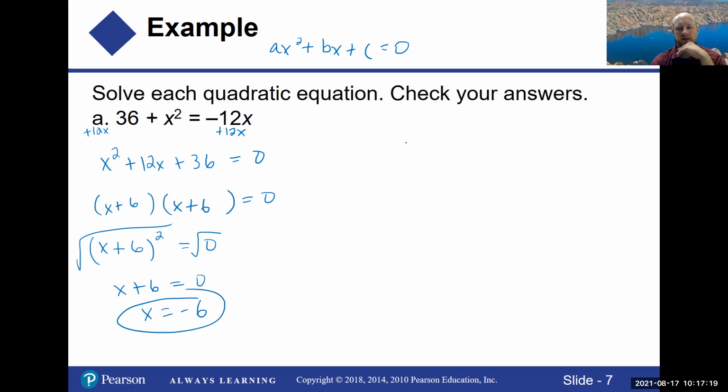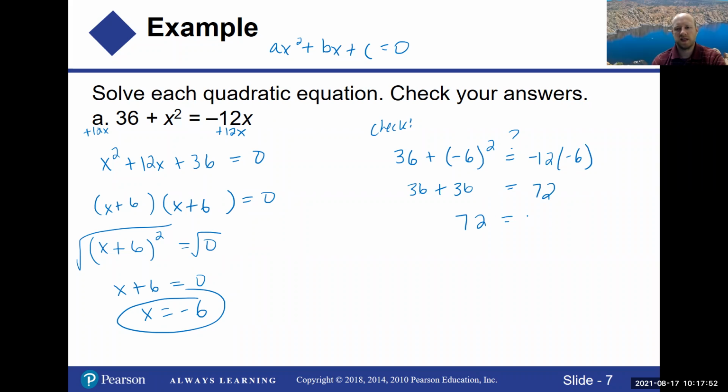Okay, and again, if I want to check that answer, right, this is going to be my check. I just take the original equation, 36. It should have been a plus. Rewrite that 6 too. So it's going to be 36 plus -6 squared, right? Does that equal -12 times -6? So I'm not going to check it every time, but this is what you would do. You would just plug it back into the original, and it does end up checking out. Okay. So -6 was correct.